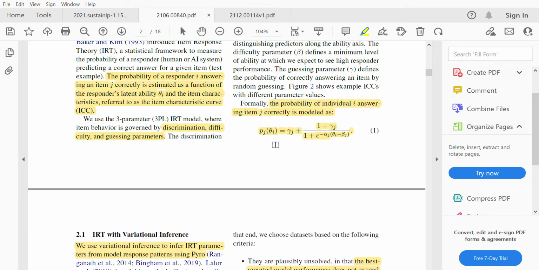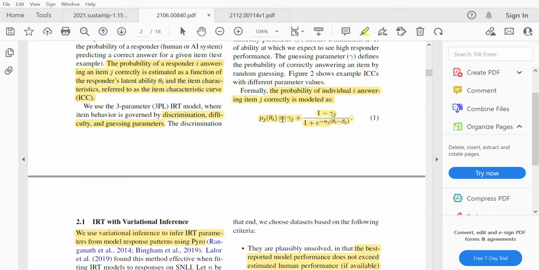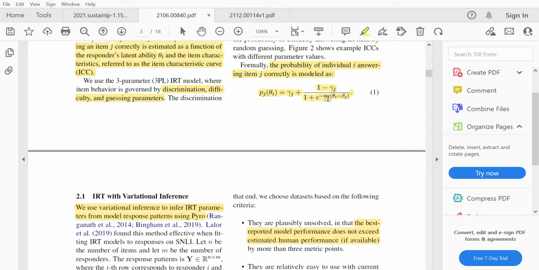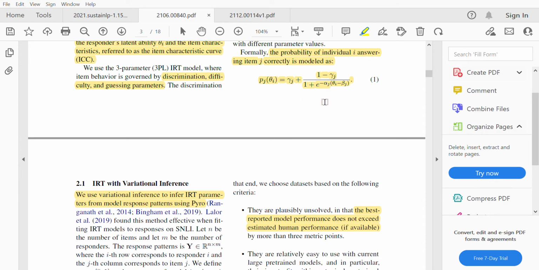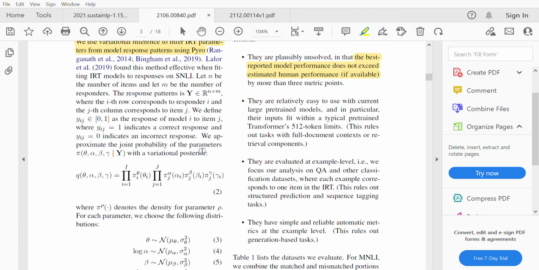What we're going to do is use variational inference to infer IRT parameters from model response patterns, because we can obviously get to the probability of individual i answering item j correctly. But as far as these parameters go, that's a different story. So they walk through that. I won't get into the dirty details there.